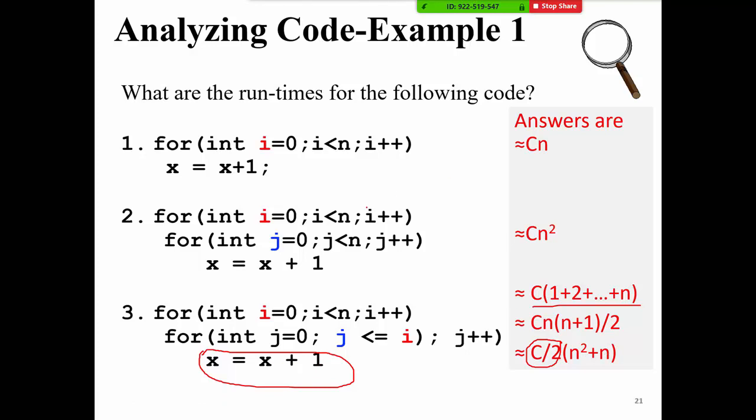Any questions about how you determine the running time for these 3 examples?